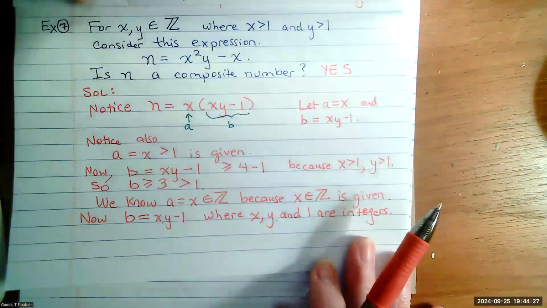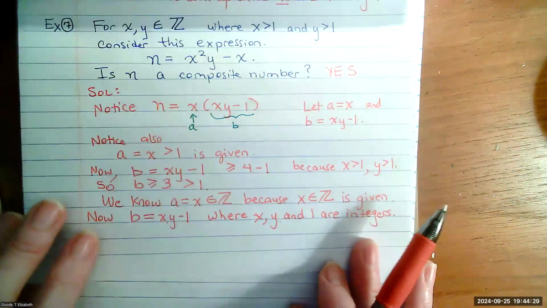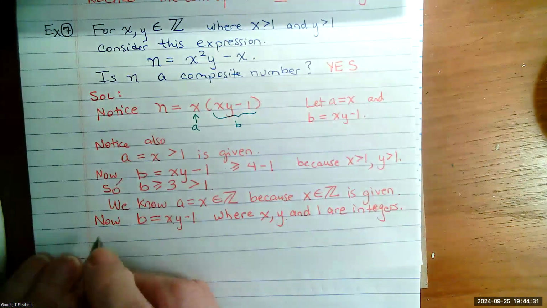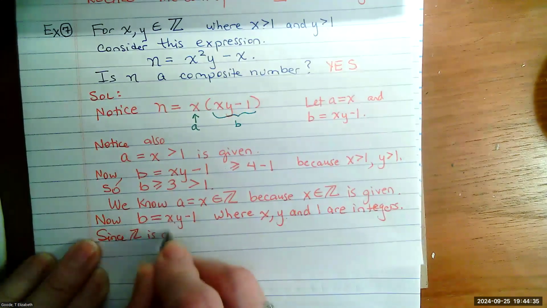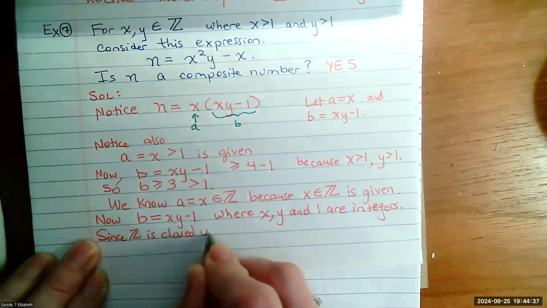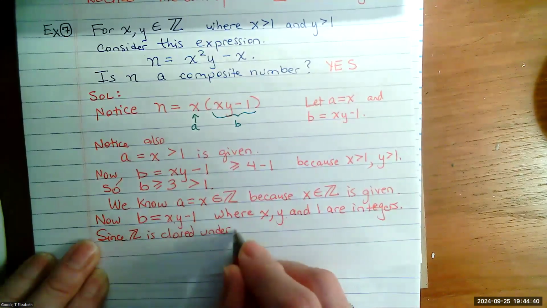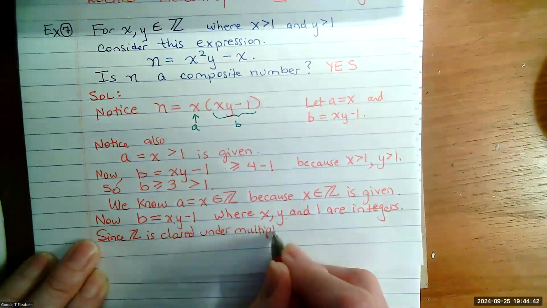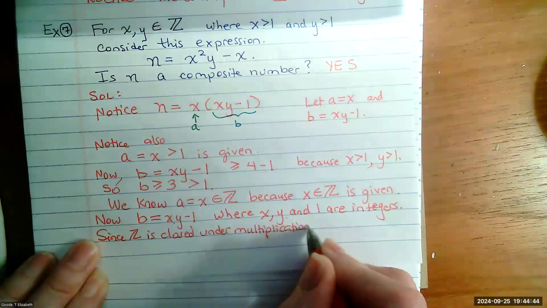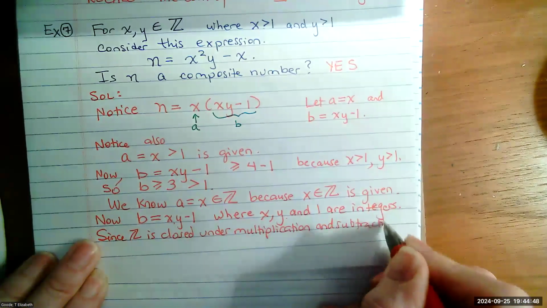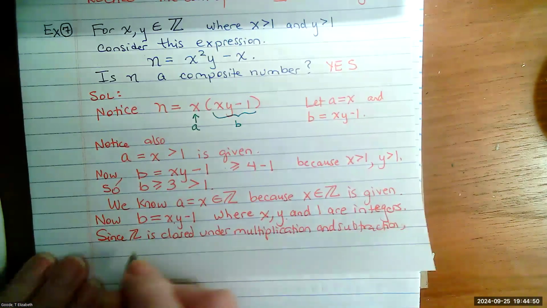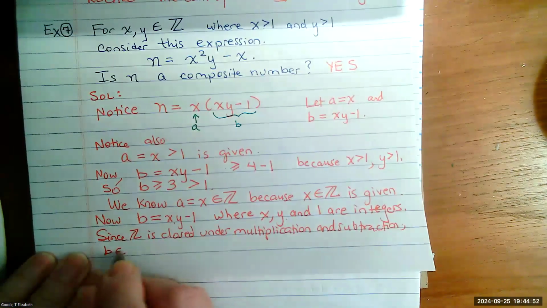So we just have to write that down. We just have to say it. And there are easier or harder ways to say it, but you can just say since Z is closed under multiplication and subtraction, I like to write the one that happens first, but you don't have to. B is an element of Z.